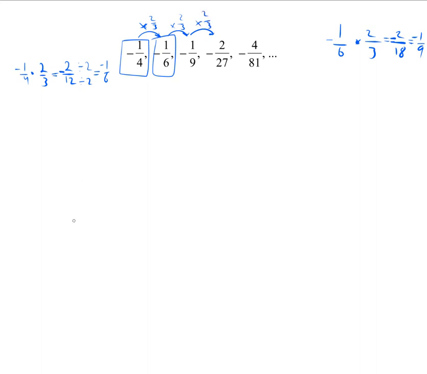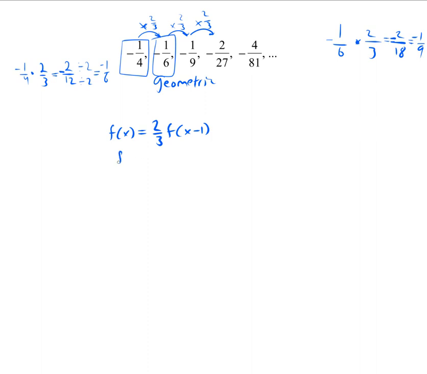So because it's multiplying times 2/3 each time, I'm actually going to make my recursive function. I know it's geometric because once again, I am multiplying by something. And so I get f of x is equal to 2/3 f of x minus 1.